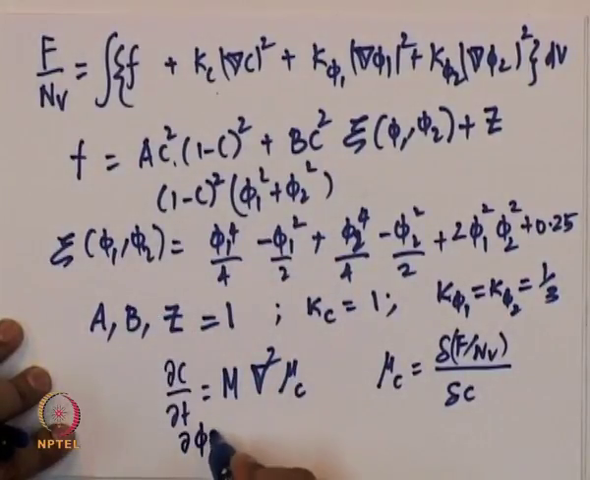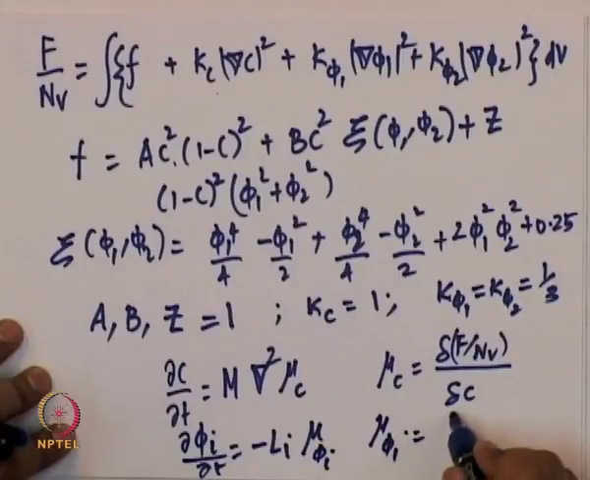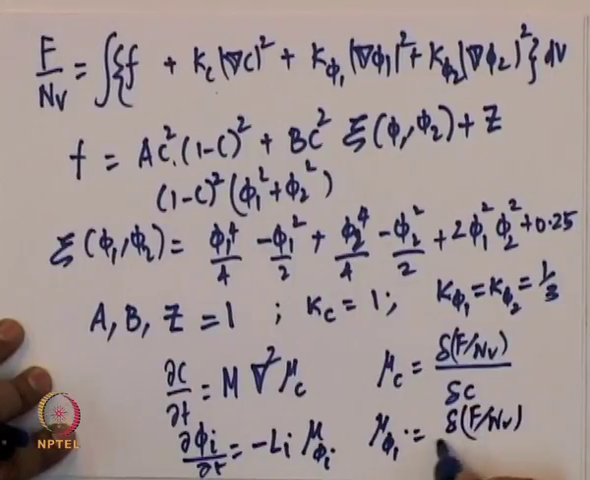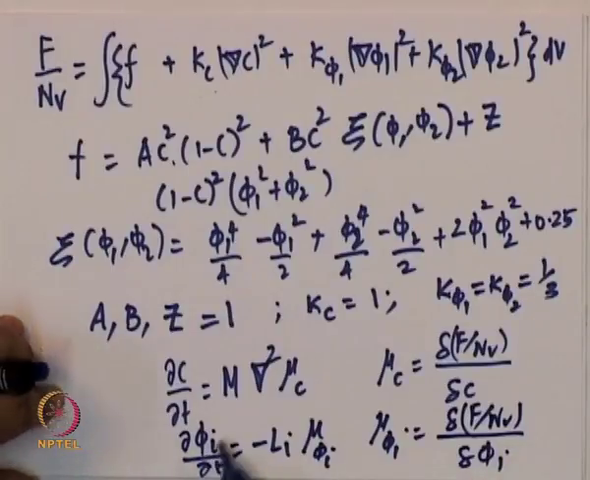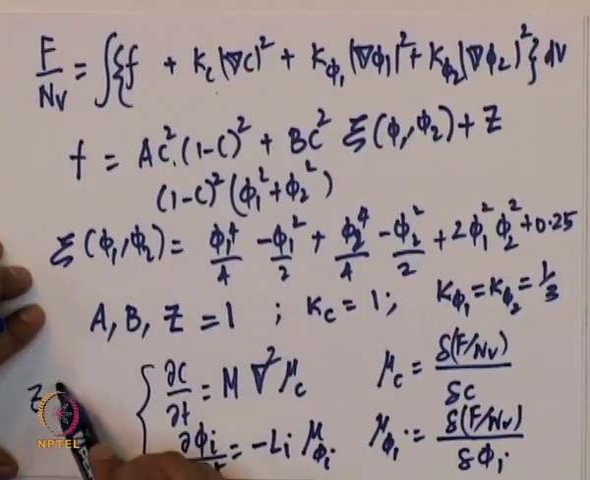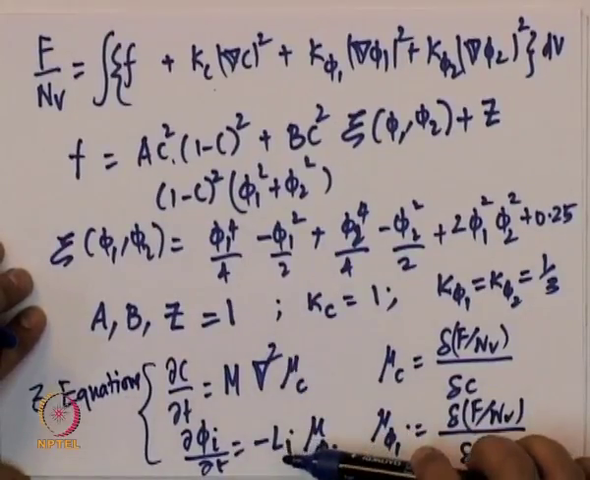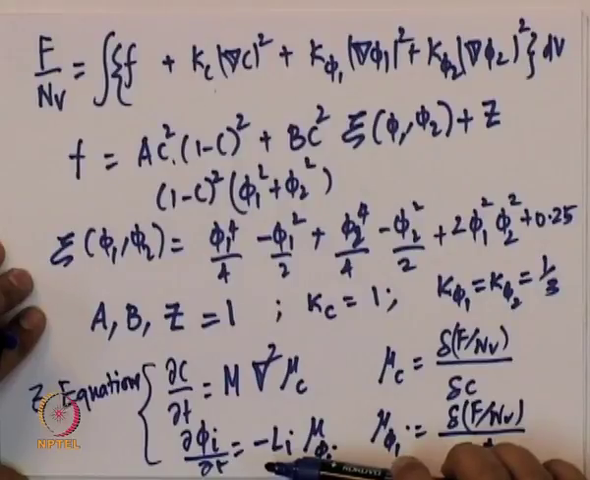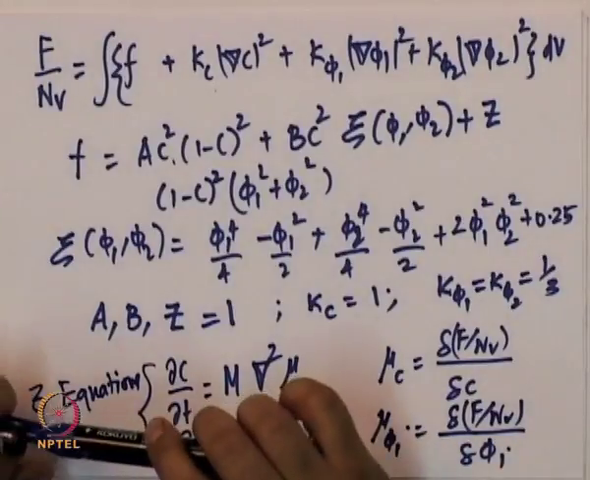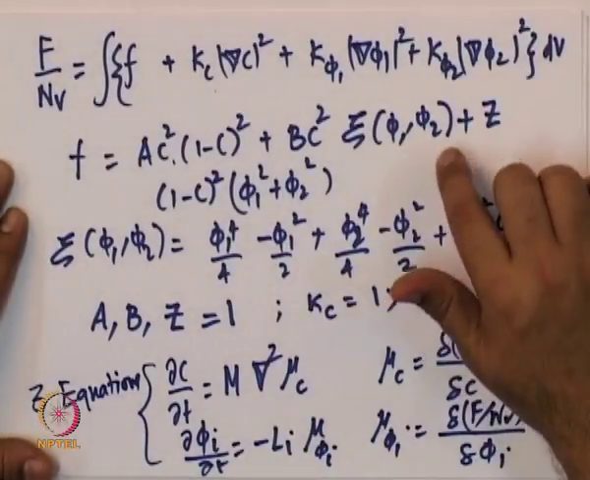Similarly, for dou phi I by dou T, we are going to use minus L I mu phi I. What is mu phi I? That is nothing but delta F by delta phi I, where I is equal to 1 and 2. So, there are going to be 2 equations. So, totally there are 3 equations, one Cahn-Hilliard and the other 2 Allen-Cahn equations, and of course, we know how to deal with these equations in the Fourier space. All that is key to this model is this free energy functional.